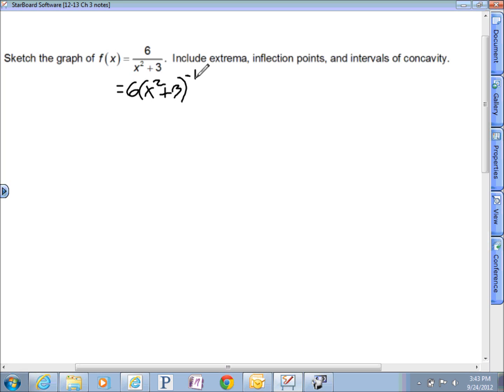All right, before we start, what do we know about this thing? Is this 6 over x squared plus 3 a continuous function? Does it have any vertical asymptotes? If I take x squared plus 3 and set it equal to 0, I won't have a solution, which means this thing has no vertical asymptotes. So that's something for us to file away. This is a continuous function. So let's start with extrema.